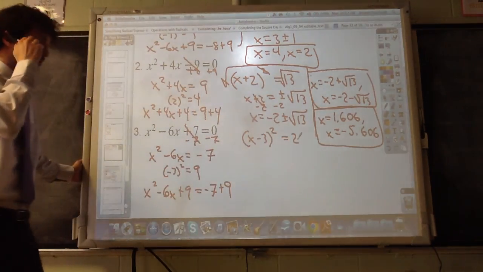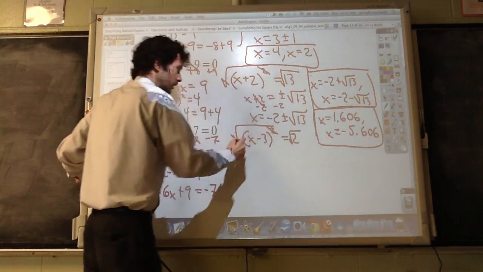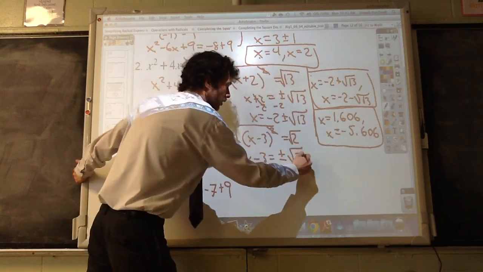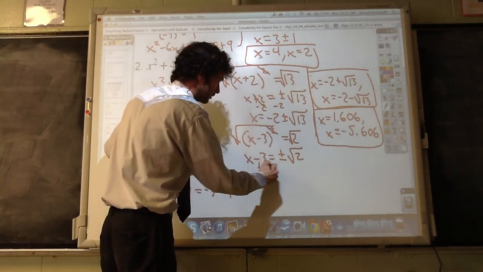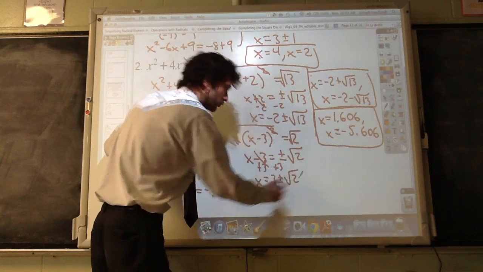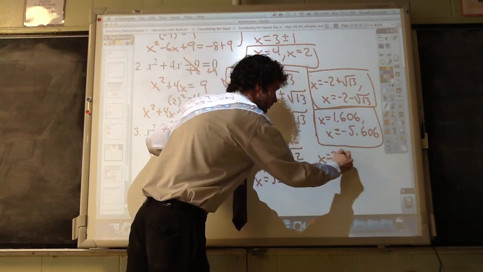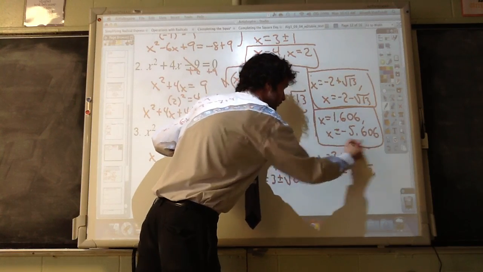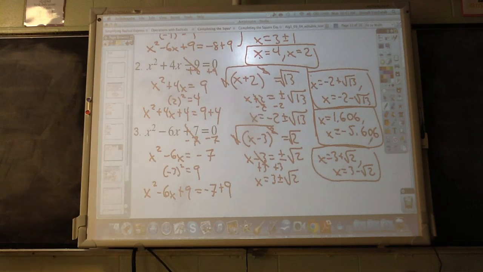Good. Then I'm going to take the square root of both sides to get rid of my squared. These cancel, and I get x minus 3 equals plus or minus the square root of 2, since 2 is not a perfect square. And then I add 3 to both sides. x equals 3 plus or minus the square root of 2. That's the answer. I just need to write it out. So x equals 3 plus the square root of 2, x equals 3 minus the square root of 2. There's one way. And then the other way is my approximations.